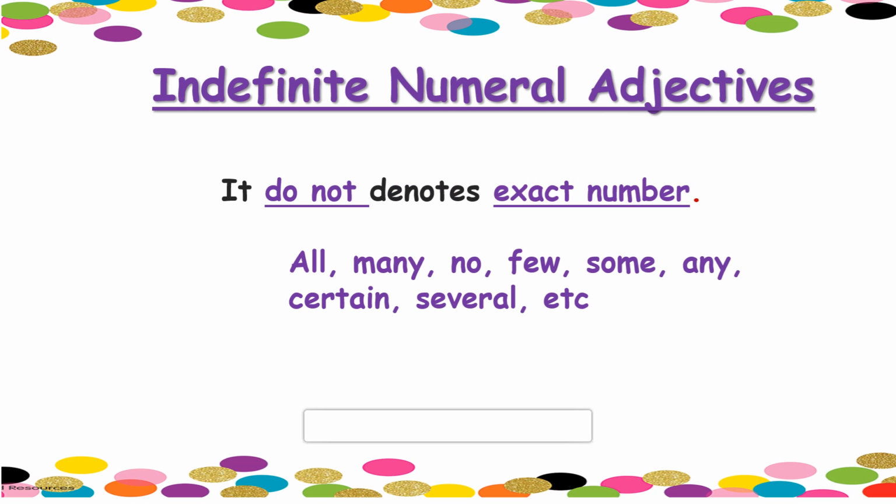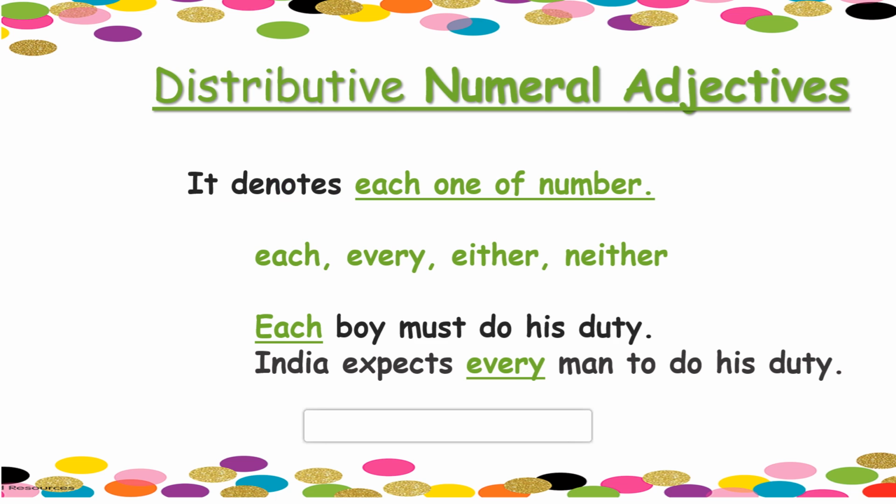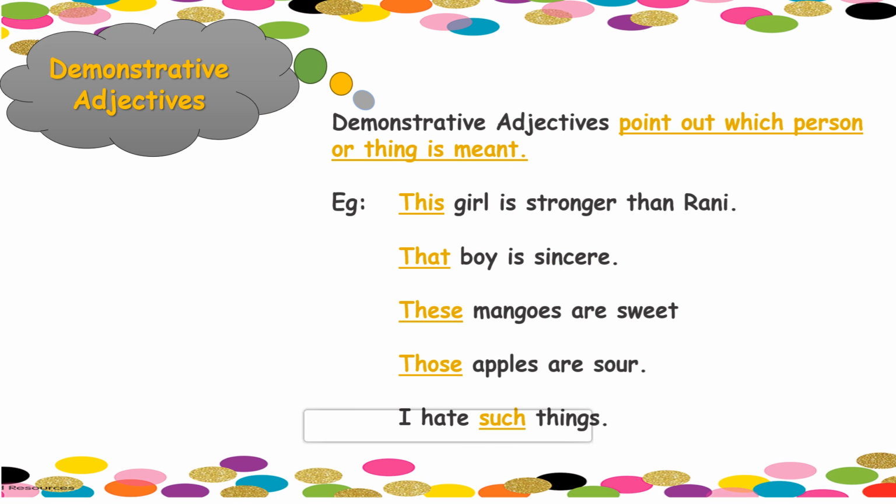Then indefinite numeral adjective. As the name suggests, it does not denote exact number. Then comes distributive numeral adjective. It denotes each one of us. So there are four distributive numeral adjectives that you need to learn: each, every, either, neither. Then we discussed demonstrative adjective. Demonstrative adjective is used generally to point out a person or a thing. The words which we use for pointing out the person or a thing are this, that, these, those, such. So, these are demonstrative adjectives.